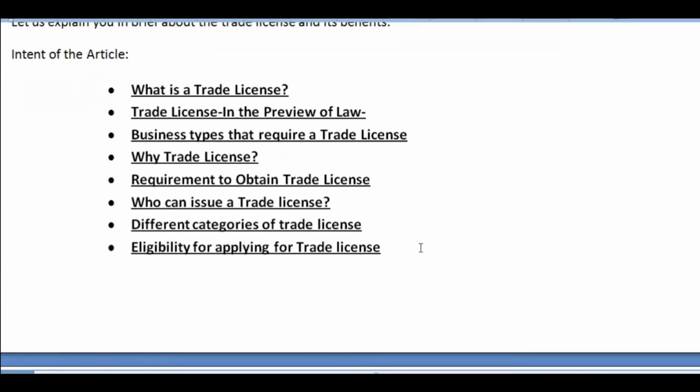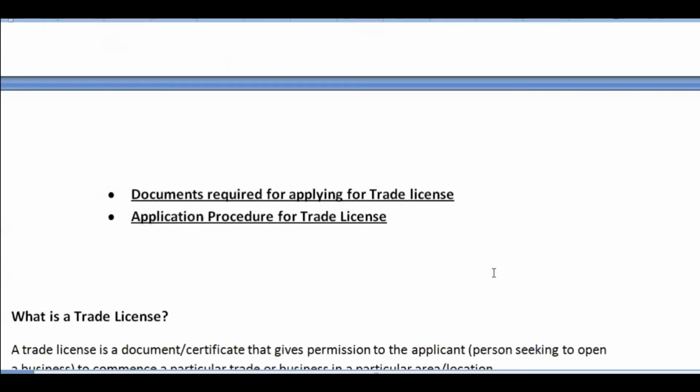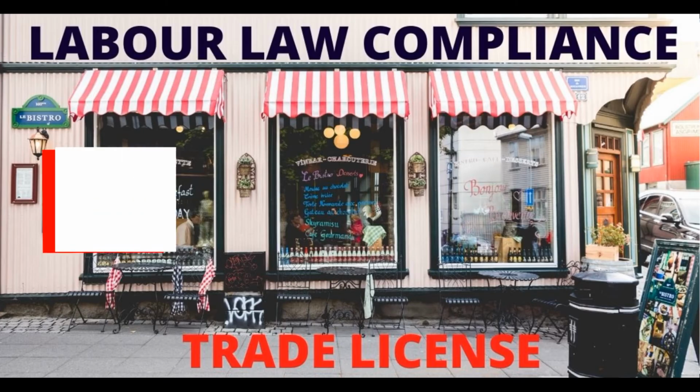First, what is a trade license? Then the trade license in view of the law, and then the business types that require a trade license. Why is a trade license required when it is specific to state enactment? The requirement to obtain the trade license, then who can issue a trade license? Different categories of trade license and eligibility for providing the trade license. Then the documents required for applying for the trade license and the application procedure.